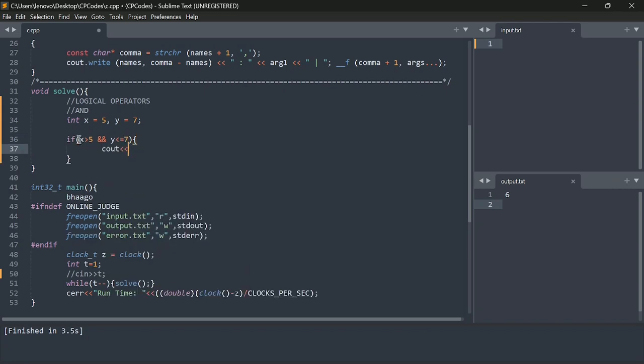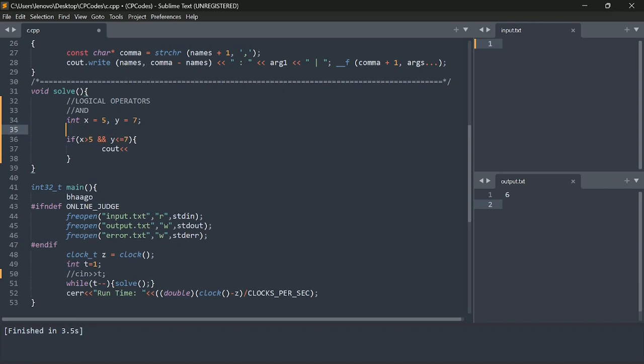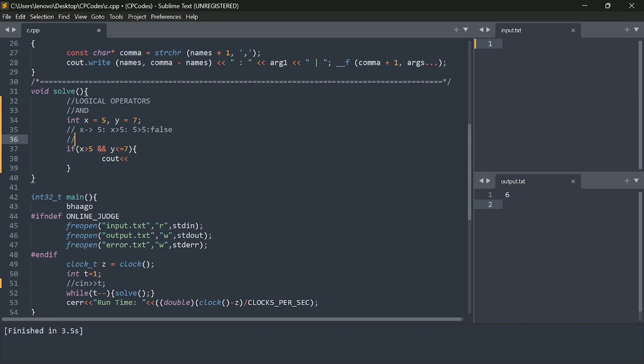Okay, let's try this. Here, the first condition we know is false, because x is 5, but we are checking that x should be greater than 5. So we can't say that 5 is greater than 5. This would be false. And we are trying the AND operation. So what does AND mean? But before that, let's just test this one.